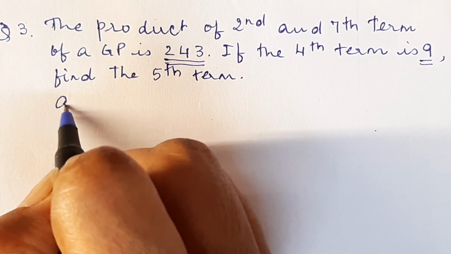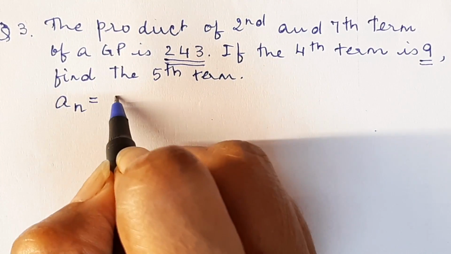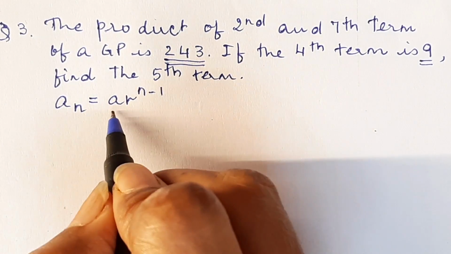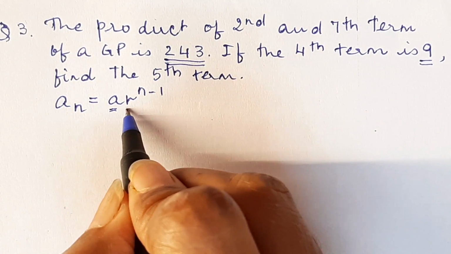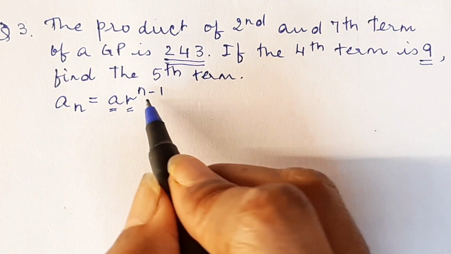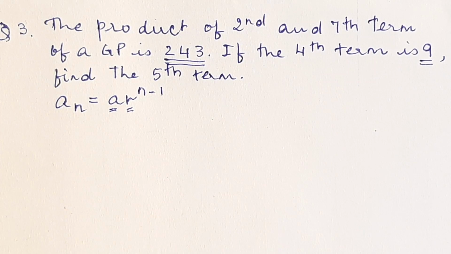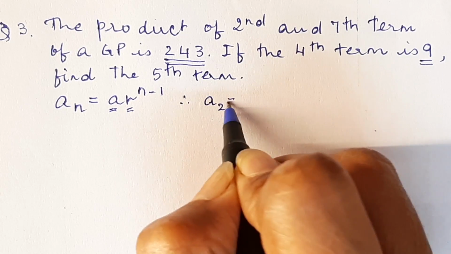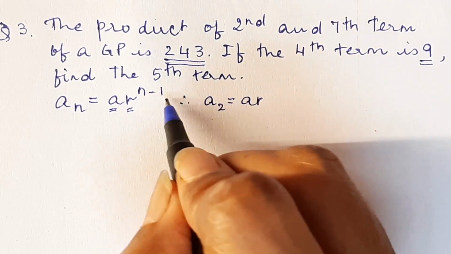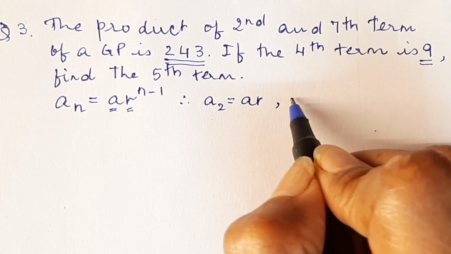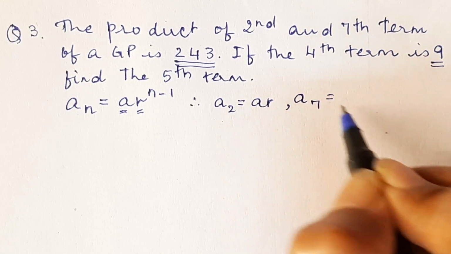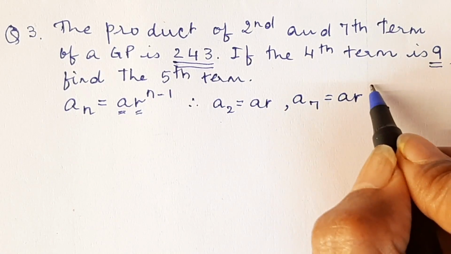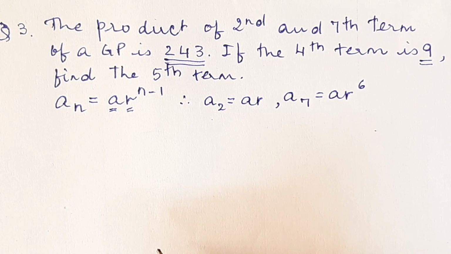So we have to use formula AN is equal to AR to the power n minus 1. What is our A? First term. What is our R? Common ratio. And what is our N? It is the number of term. So second term, therefore, will have A2, which will become AR to the power 2 minus 1 means AR1. And our A7 is going to be AR to the power 7 minus 1. Compare it with this. So it will be AR to the power 6.